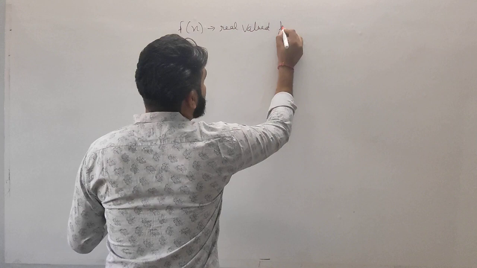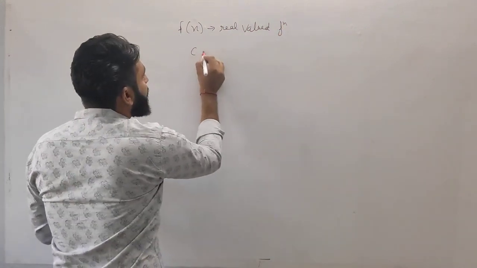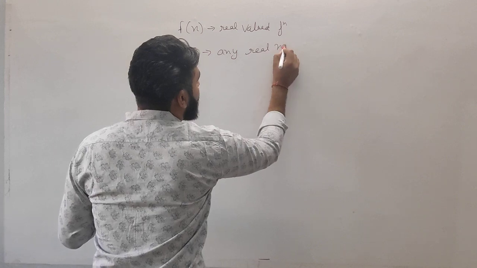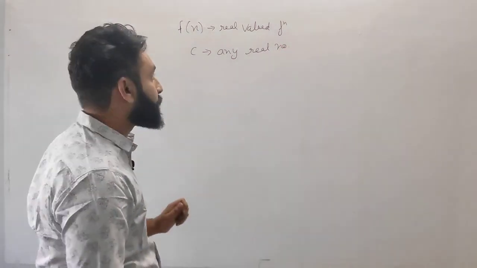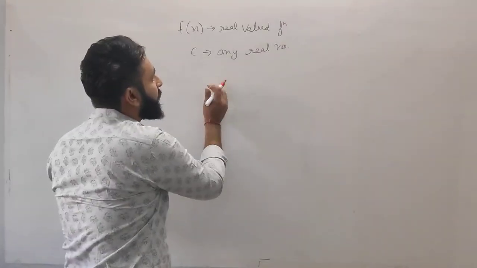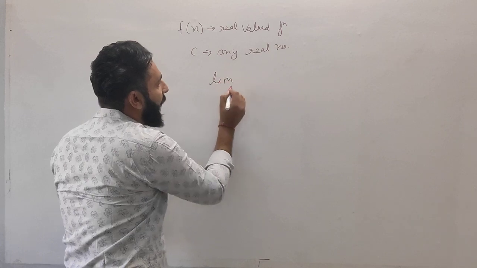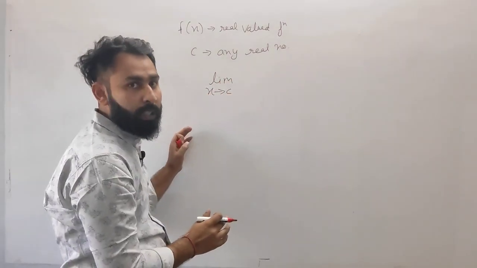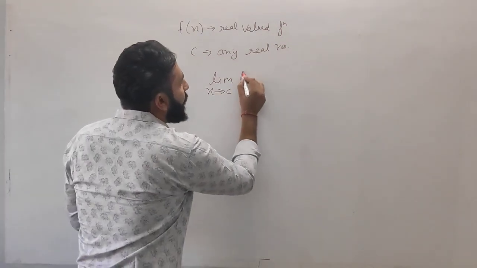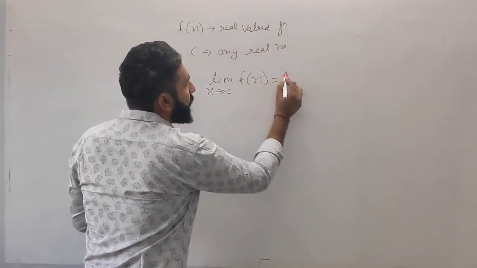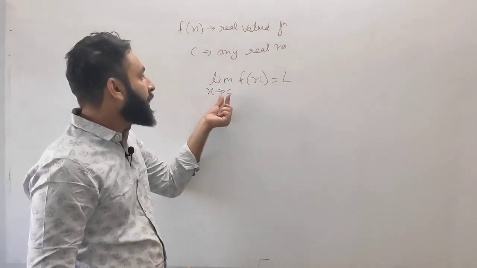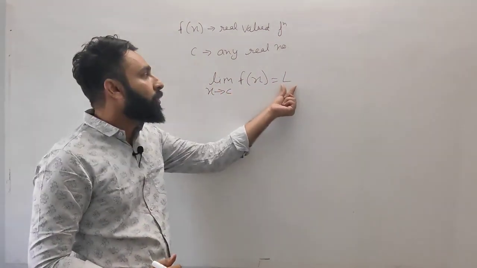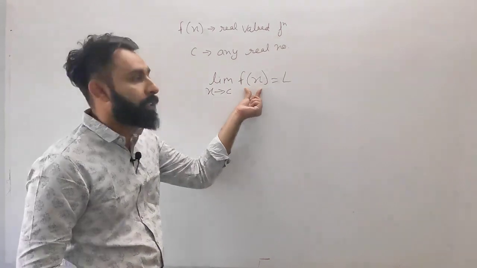Real valued function, and c is any real number. Okay. When we say limit exists, limit x tends to c of function f of x is equal to L. L is equal to the limit of the function f of x.